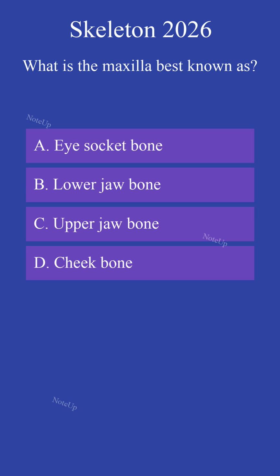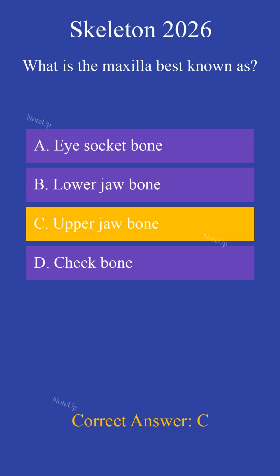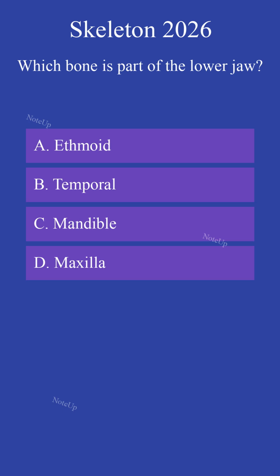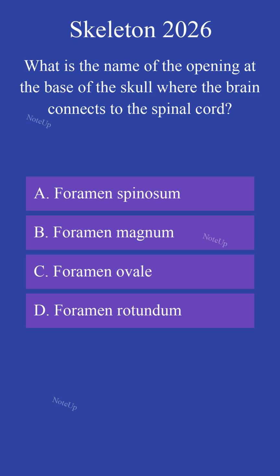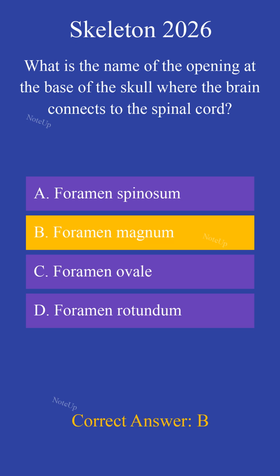What is the maxilla best known as? The correct answer is C, upper jaw bone. Which bone is part of the lower jaw? The correct answer is C, mandible. What is the name of the opening at the base of the skull where the brain connects to the spinal cord? The correct answer is B, foramen magnum.